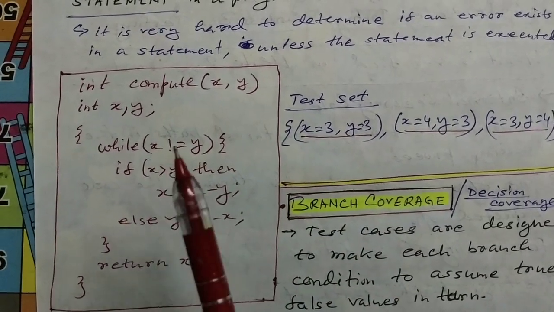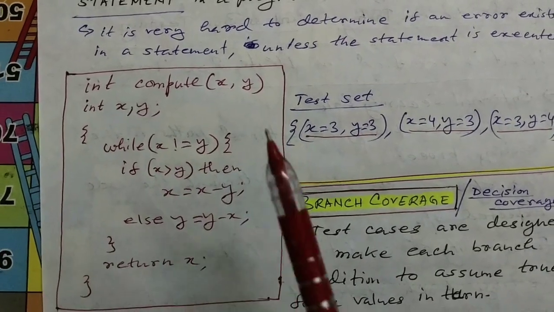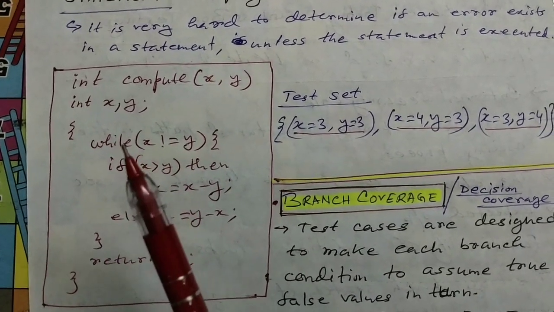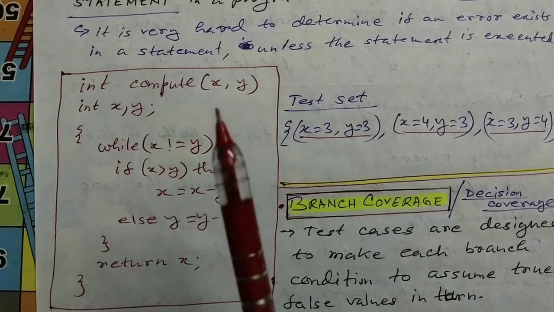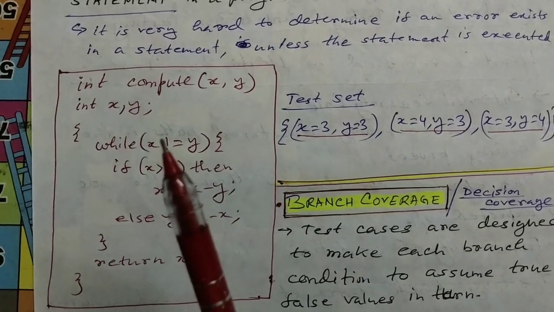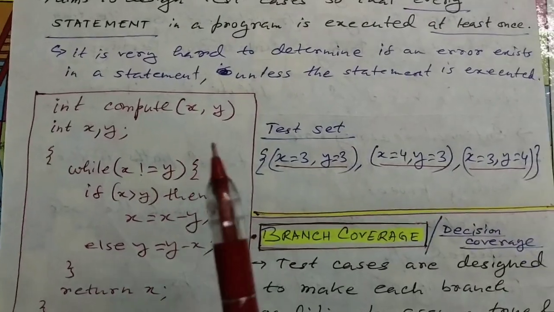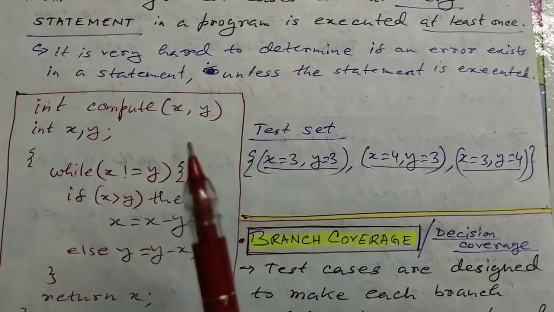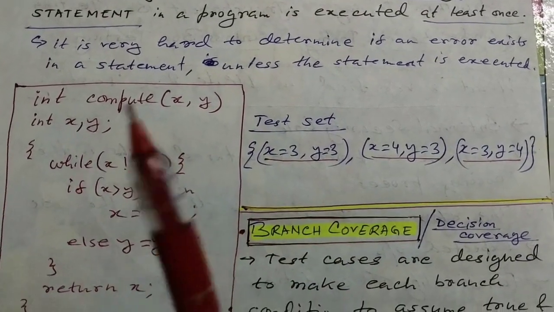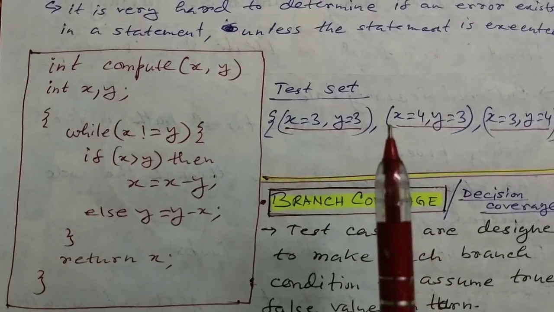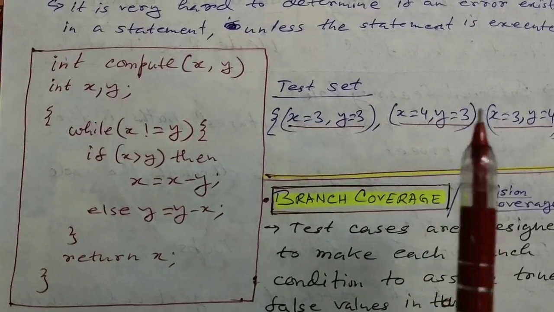Now suppose we want to enter into this section of the program, like while x not equals y. So for x not equals y, there can be two options: either x can be greater than y or x can be less than y. Okay, so let us take x equals 4, y equals 3, that is x greater than y.